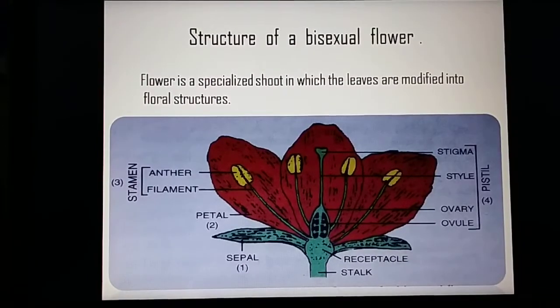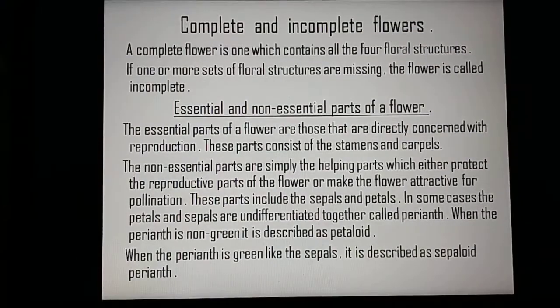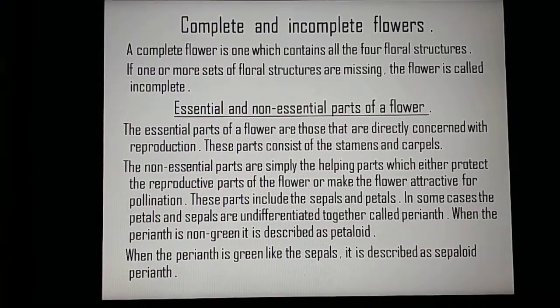So if a flower contains all the four floral structures, that is the green sepals, petals, the male parts and the female parts, then it is called the complete flower. And if any one or more sets of floral structures are missing, then the flower is called the incomplete flower or the imperfect flower. So now, complete and incomplete flower. A complete flower is one which contains all the four floral structures, and if one or more sets of floral structures are missing, the flower is called the incomplete flower.